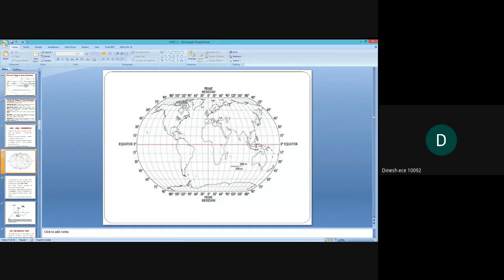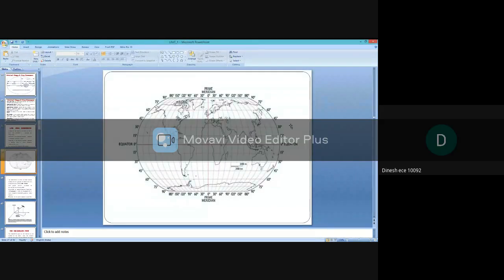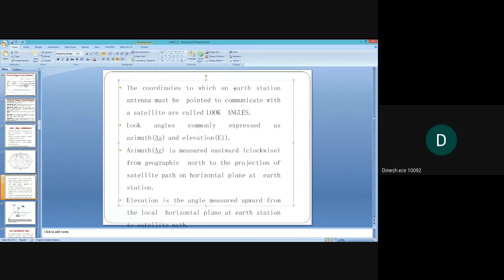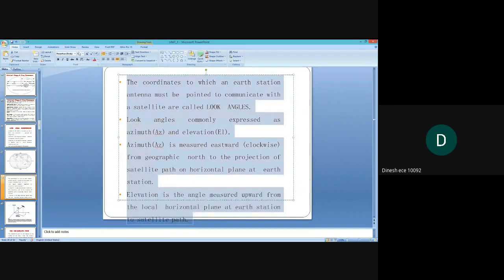So latitude and longitude are very much important in look angle determination of a satellite, such as the GPS satellites work on, locating the exact points. These are imaginary lines. So the coordinates to which an earth station antenna must be pointed to communicate with the satellite.